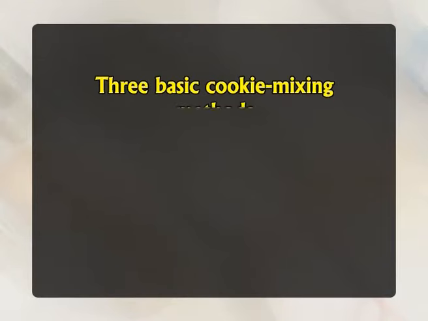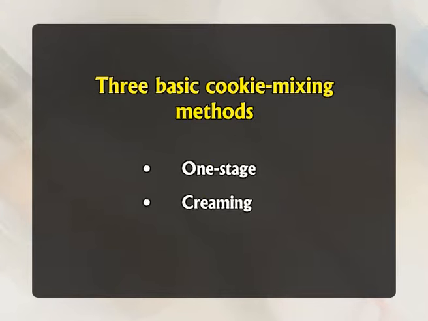There are 3 basic cookie mixing methods. Number 1, one stage. Number 2, creaming. Number 3, sponge. These mixing methods may vary based on the formulas. The general procedures are: A.